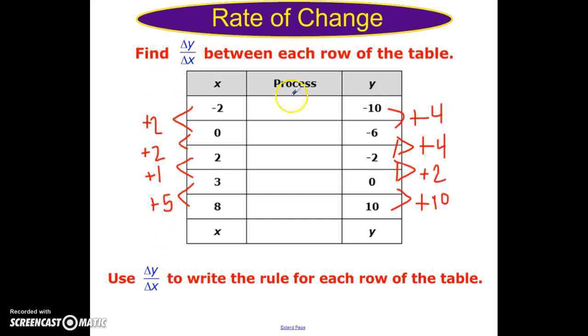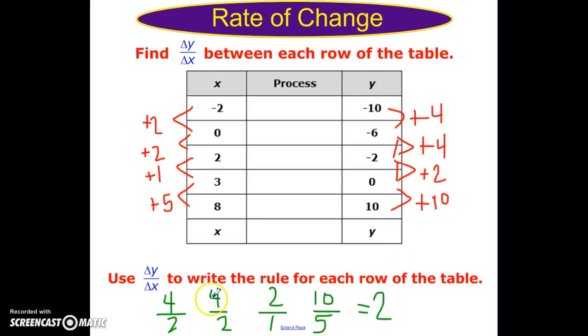So now that we've found the change between each row, we need to find this ratio, the change in y divided by the change in x. So all that means is for each row we need to find this ratio. 4 divided by 2. The next row is 4 divided by 2. 2 divided by 1. 10 divided by 5. All of these ratios equal 2.